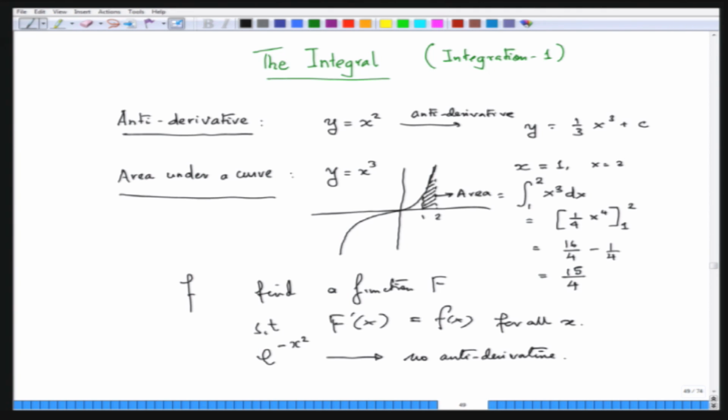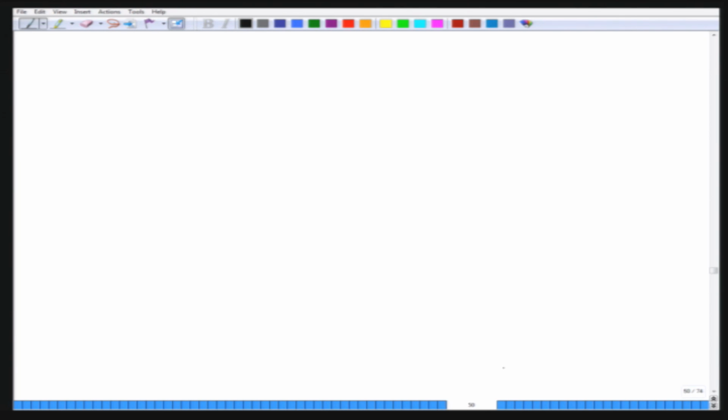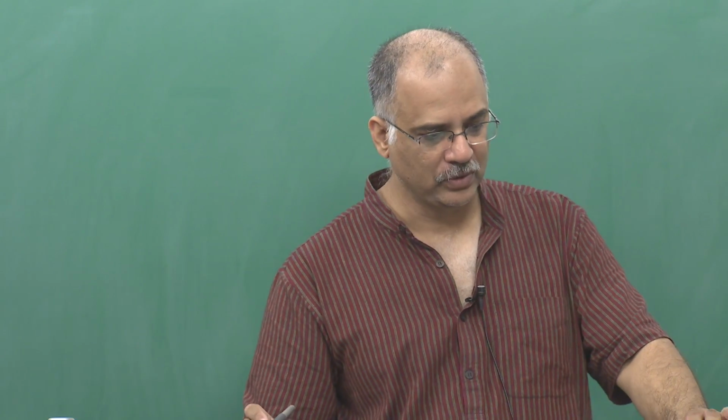But you should also simultaneously understand the following: if I can find the antiderivative, the integral does a fundamental job. It finds the area under the curve. For example, here I am trying to find the area under the curve y equal to x cube from 1 to 2, and this calculation is absolutely known to you, so I do not want to repeat it. Now, I want to show how beautifully this idea of finding an area under the curve can lead us to one of the most fundamental results in calculus, called the fundamental theorem of calculus.